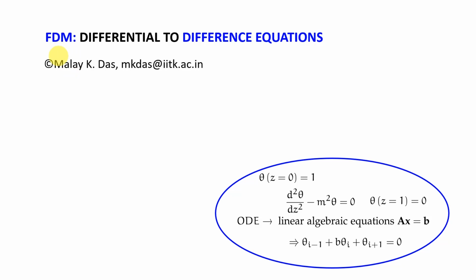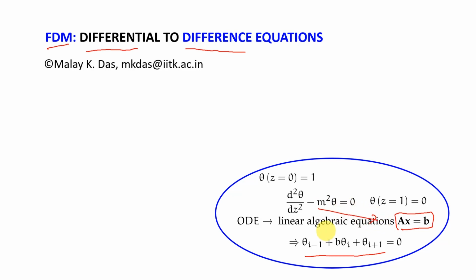Now let's see how we can use the finite difference technique to convert differential equations, in this case boundary value problems, to what we call difference equations. Difference equations are simply a set of linear equations, an Ax equals b type system, which will come from our original ODE d2 theta dz2 minus m square theta equals 0.